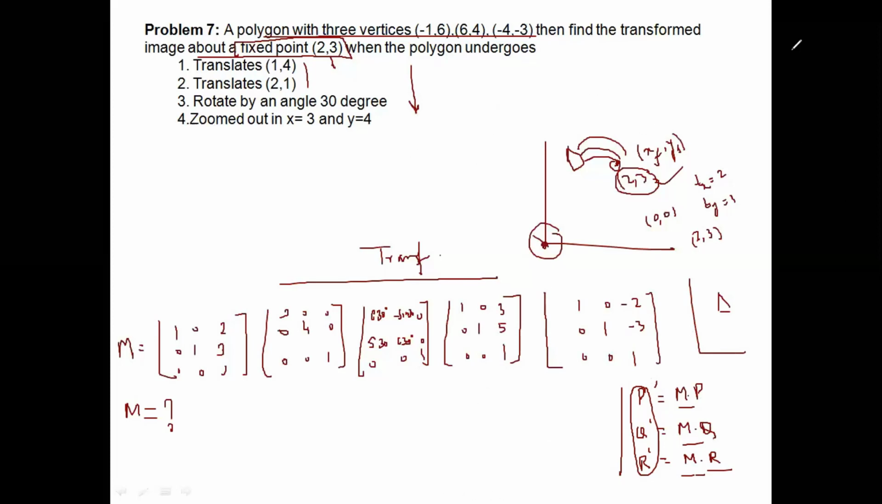Okay, so these were the few problems which I have taken to elaborate the concepts of translation, scaling, rotation, reflection, shearing, and composite transformation, simple composite transformation, and also composite transformation when these transformations are done about a fixed point.